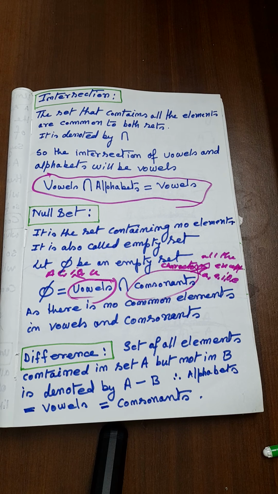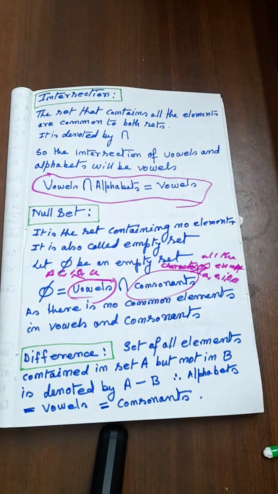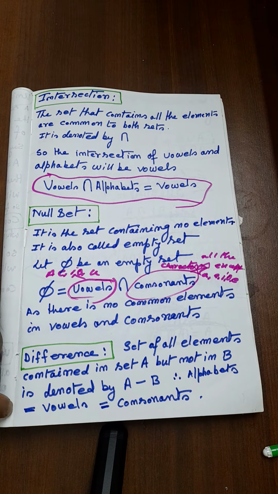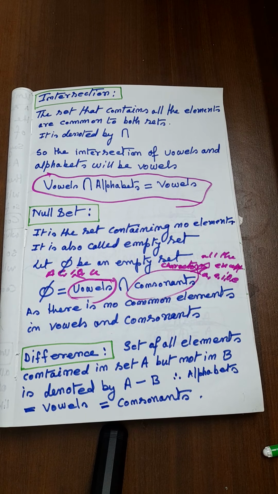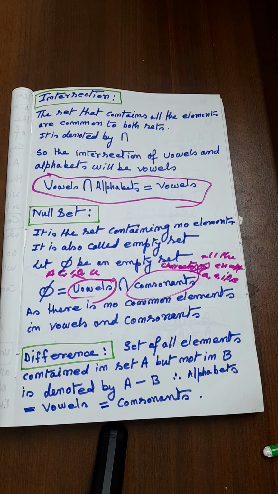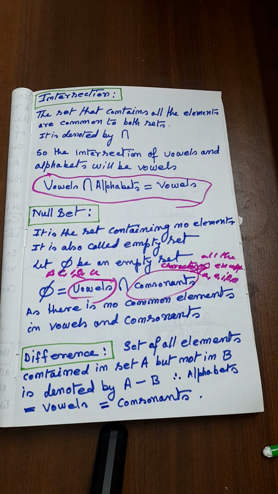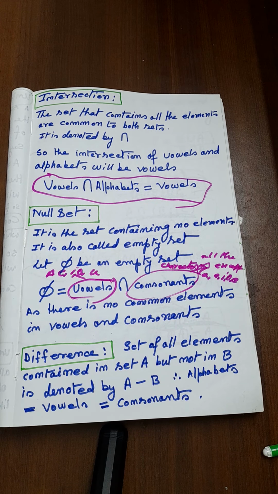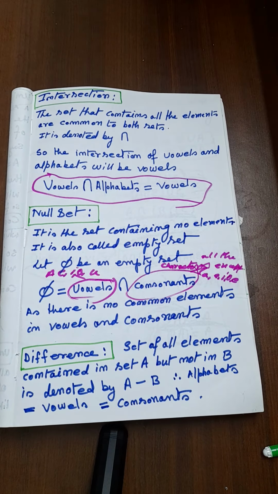So what will be the difference? Let me give you an example. If we have the set of alphabets, and if we subtract the set of vowels from that, what will we get? Consonants, right? Consonants do not have vowels, but consonants belong to alphabets. Even consonants are a subset of alphabets, right? Vowels and consonants both are subsets of alphabets, right? But if we take the difference of the set of alphabets and vowels, we will get only consonants. We will not get the vowels, right?